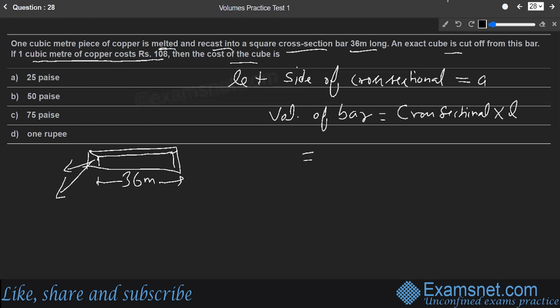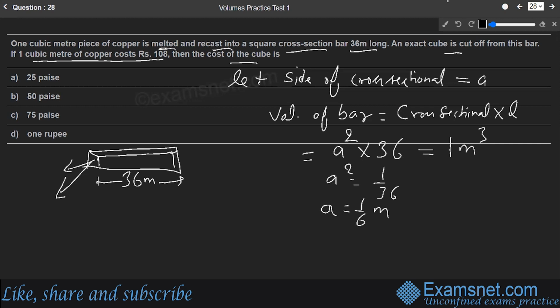So the cross-sectional area of a square will be a square into length value 36. So a square into 36, and this is exactly equal to 1 cubic meter, because that is the volume of the ultimate bar. So from here, we can find out our a value. So a square is going to be 1 over 36, so a is going to be 1 over 6 meters. So this is the side of the cross-section.